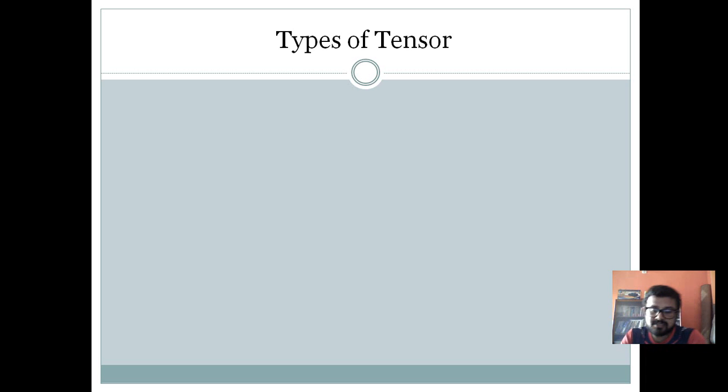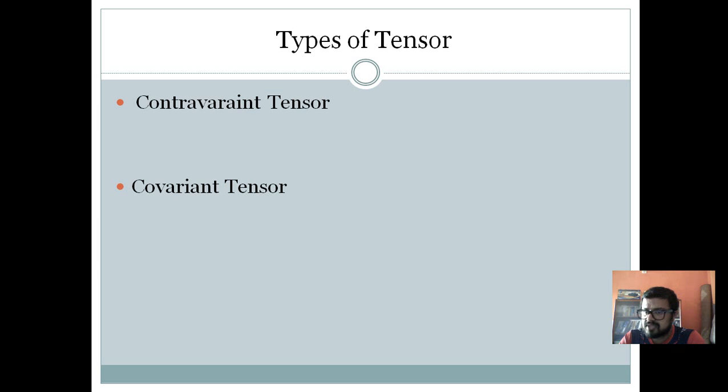Today in my topic I want to discuss the types of tensor. Tensor is generally of three forms. One is contravariant tensor, another one is covariant tensor, and the last one is mixed tensor. But in my first class I want to discuss the contravariant tensor.